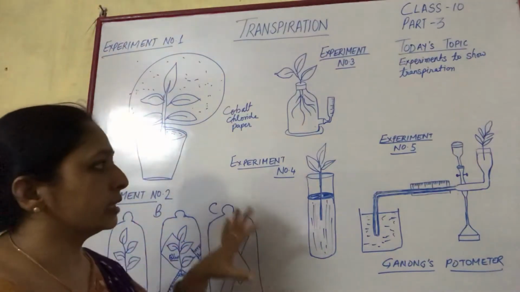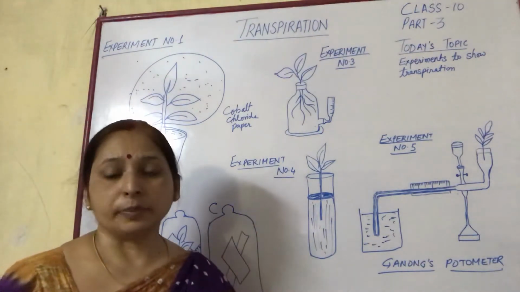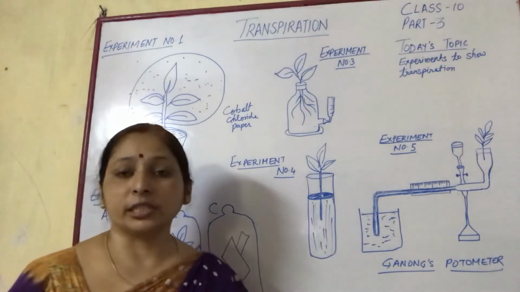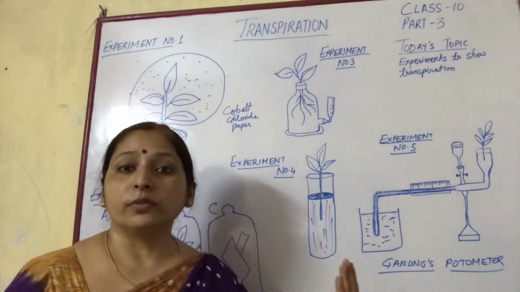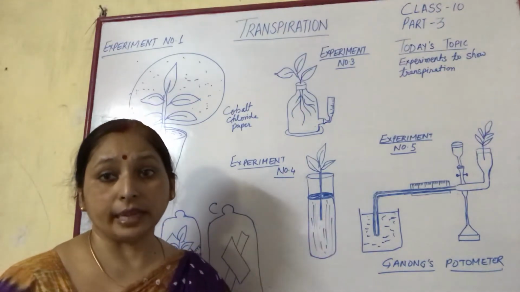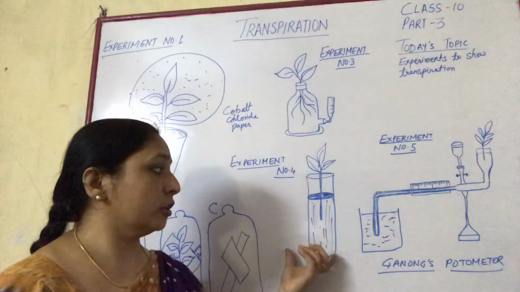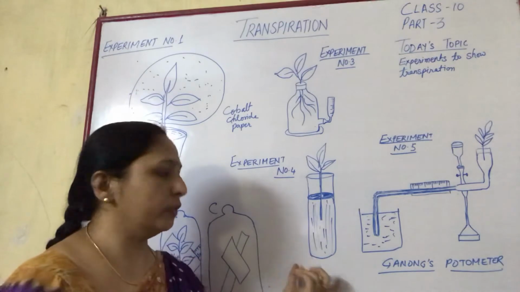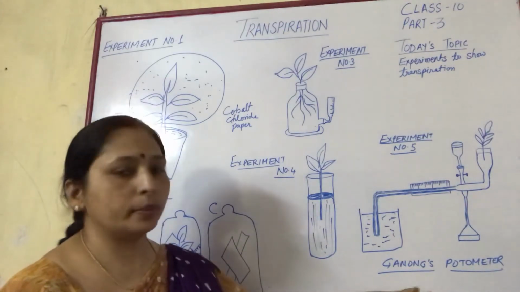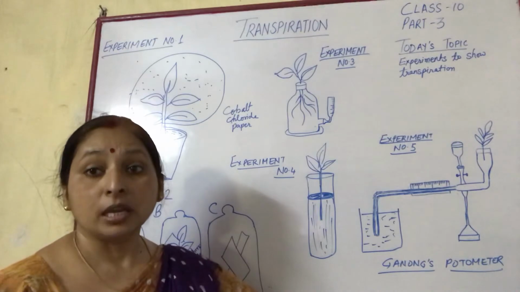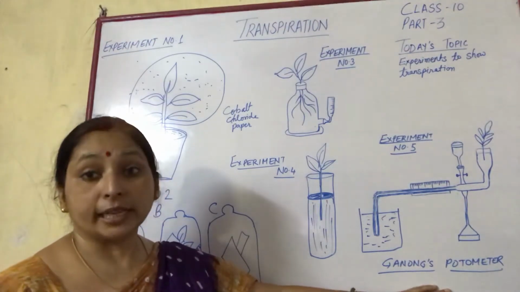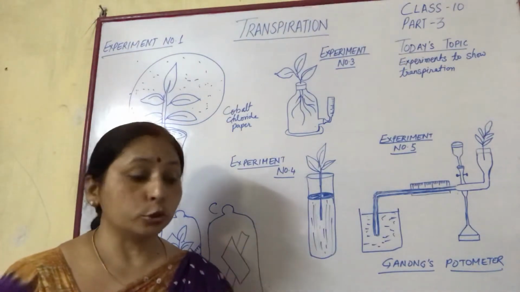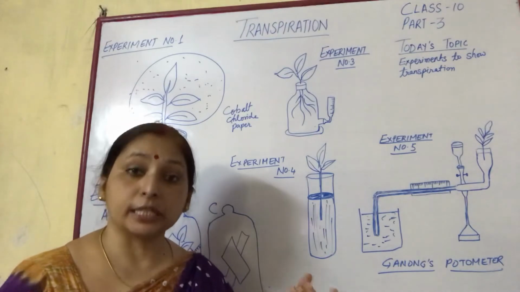So all these experiments are to show the transpiration process. In the examination, the first question asked is which phenomenon is expressed in the given diagram, or what physiological process is shown by the diagram. That physiological process is always transpiration, except for Ganong's potometer, which is an apparatus to check the rate of transpiration. Otherwise all the experiments show the physiological process, which is transpiration.